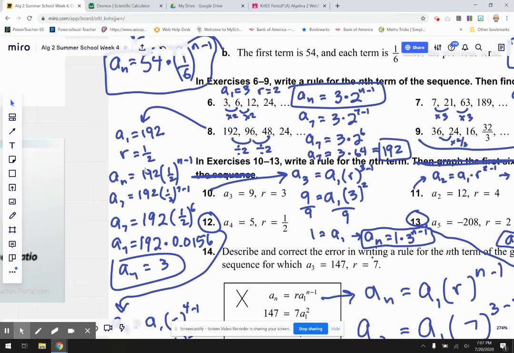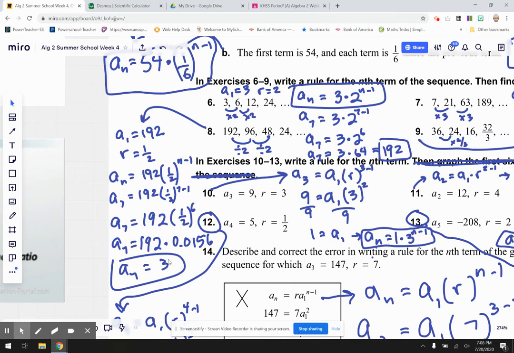So a sub n would be the a1 number, which is 192, my a1, and then 1/2 to the n minus 1 power. That's your rule. So if I wanted to know what the 7th term would be, I would put a 7 in here. 7 minus 1 is 6. 1/2 to the 6th power, 1/2 times 1/2 times 1/2 times 1/2. I made it a decimal, and it would be 0.0156. It would be 1 over 64 as well. So you could have left it as a fraction. I just made it a decimal.